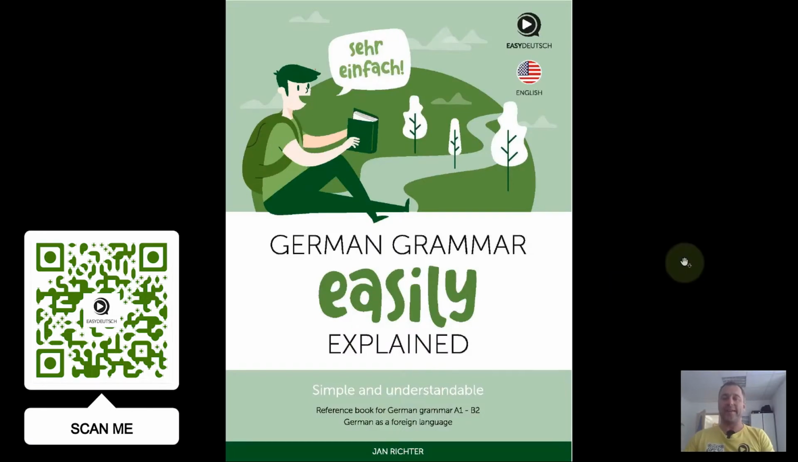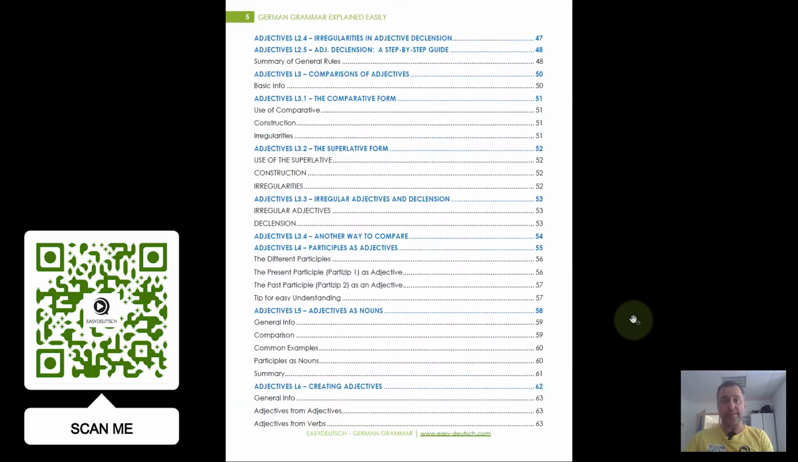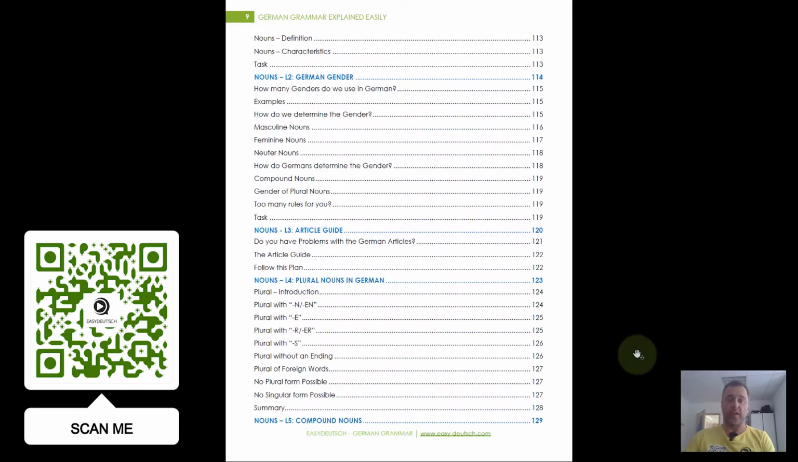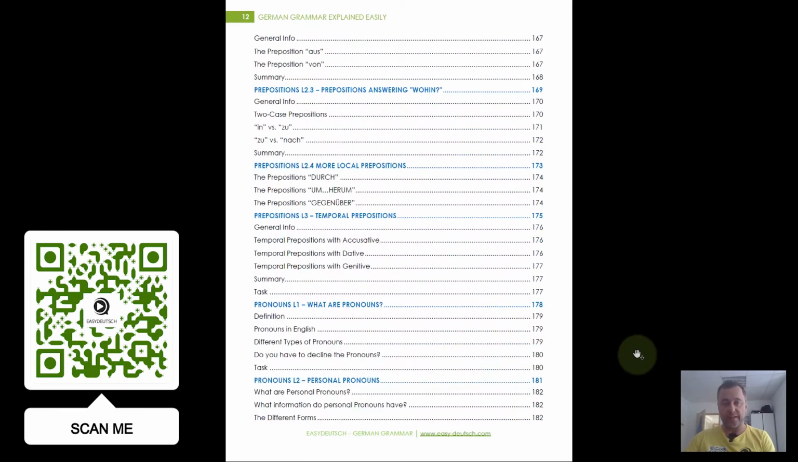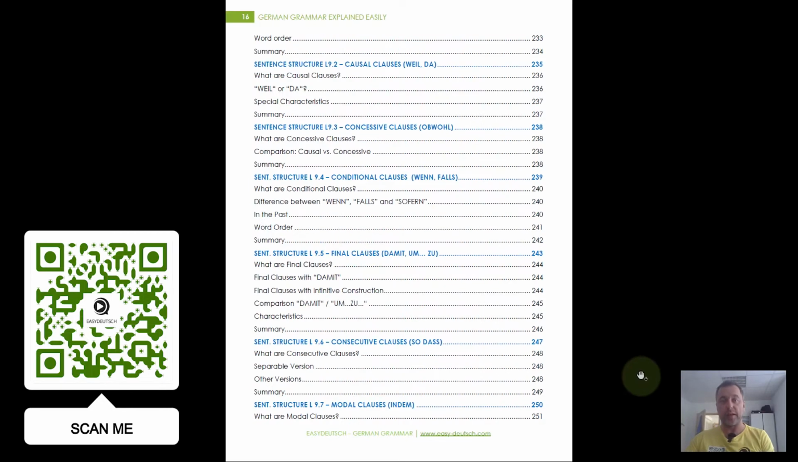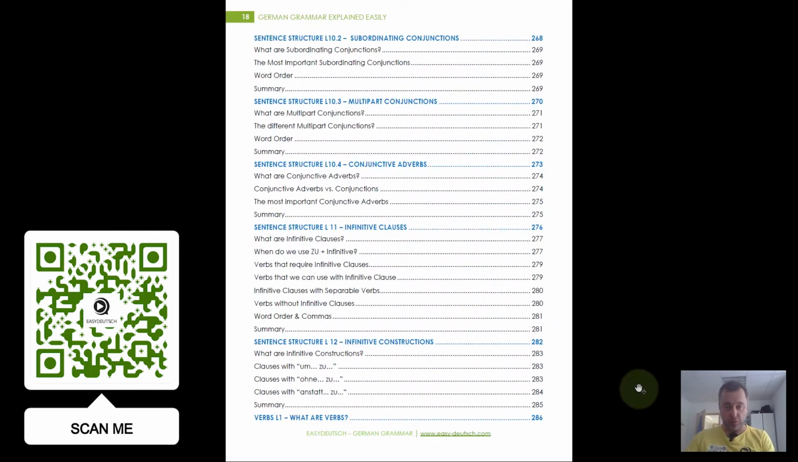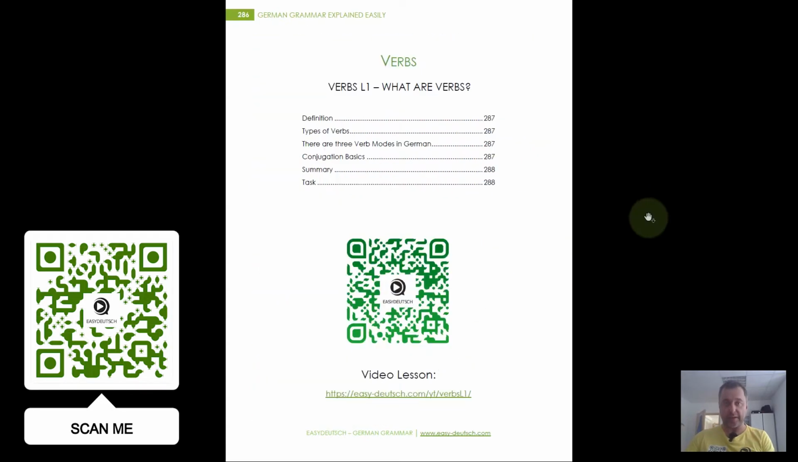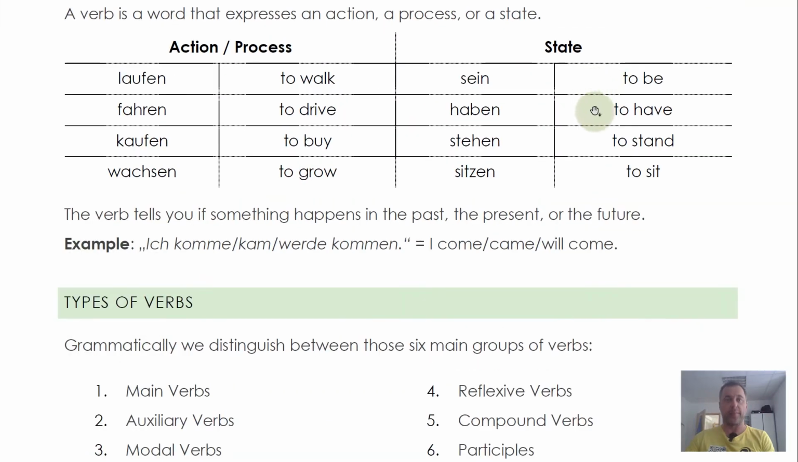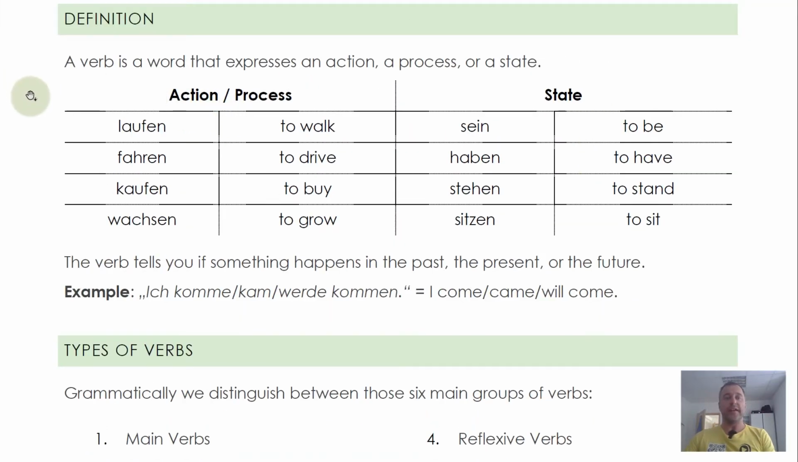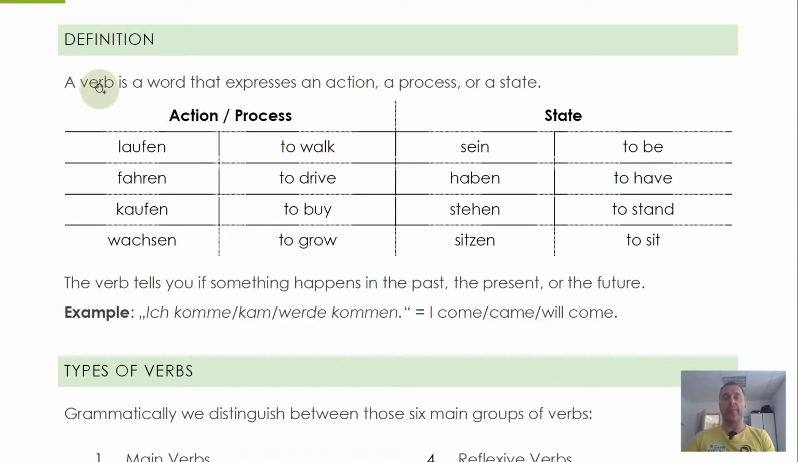So we're now in my ebook, German Grammar Explained Easily. And today's topic is verbs. And what are verbs? Is there a difference between German and English verbs? So let's jump right in. Equal to English, in German, a verb is something that expresses an action, a process, or a state. That's exactly the same in English and German.